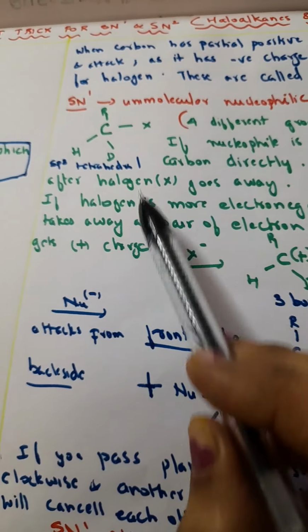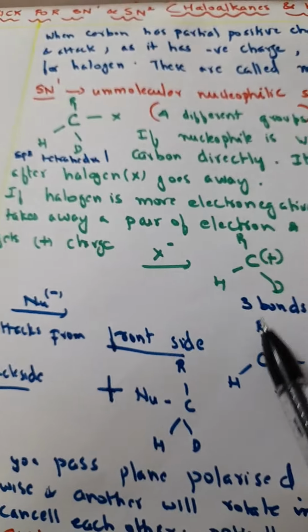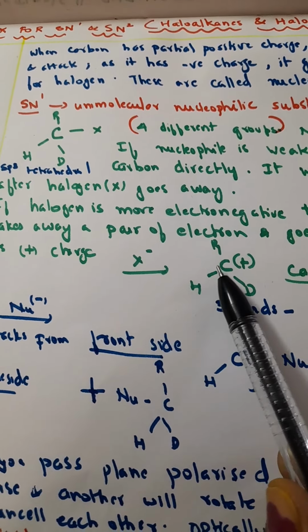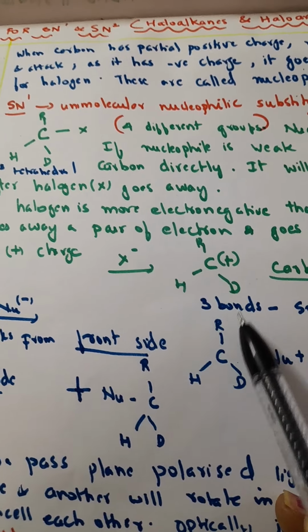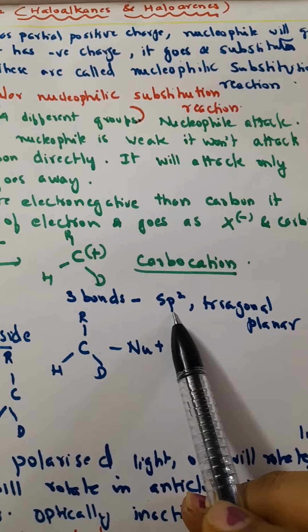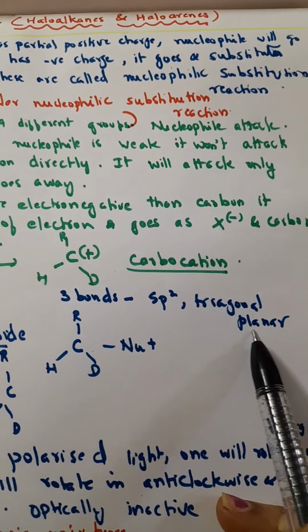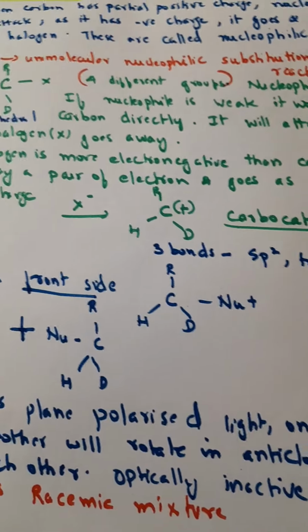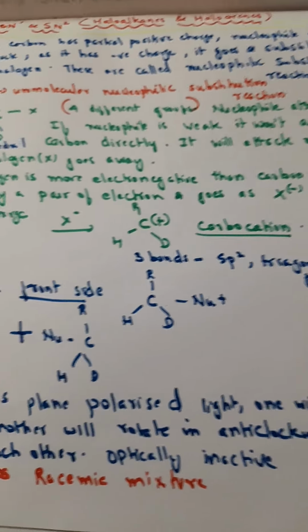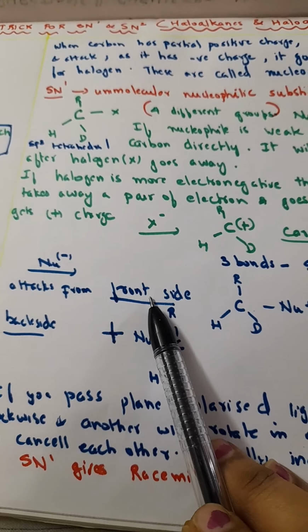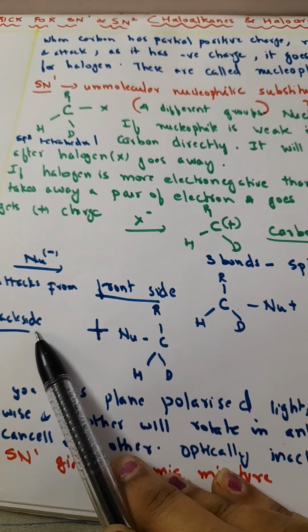See, after X goes away, we get this step, that is C with 3 groups, R, H and D, and since there are 3 bonds, we call it sp2 hybridized state, and it is trigonal planar, and we call this a carbocation. Fine. Now see, after this the nucleophile can attack either from the front side or from the back side.